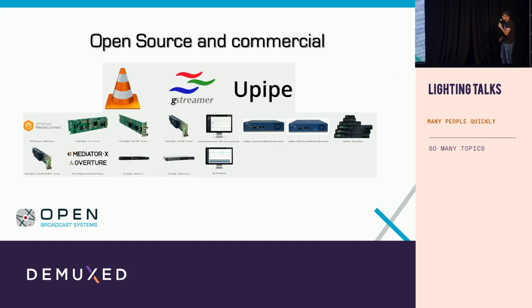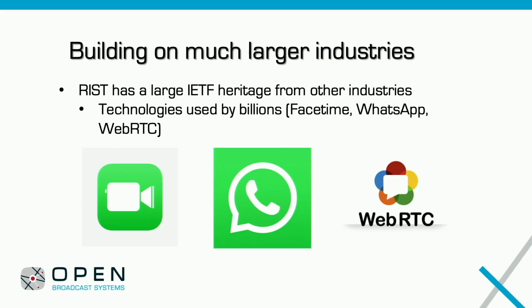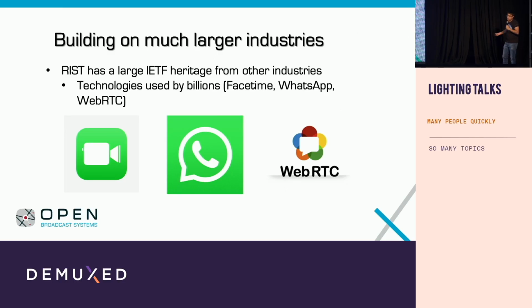Software-wise and hardware-wise, there are three open source implementations at the top to choose from. And there are numerous other commercial implementations, including hardware as well. So I believe there are about 7 or 8 different independent implementations, so it's not a vendor-specific protocol anymore. One of the key things RIST does is really build on larger industries. There are much larger industries that use IETF standards, used by billions.